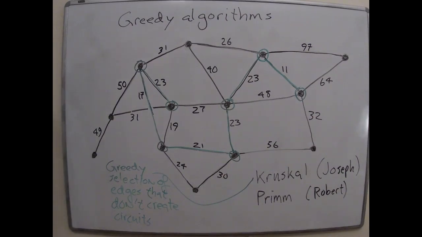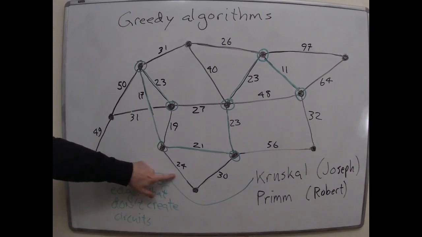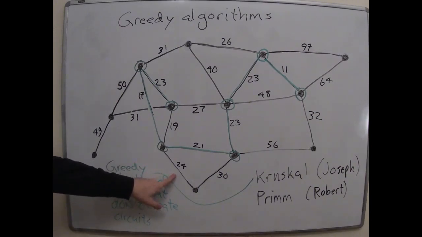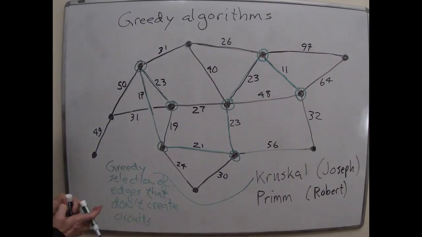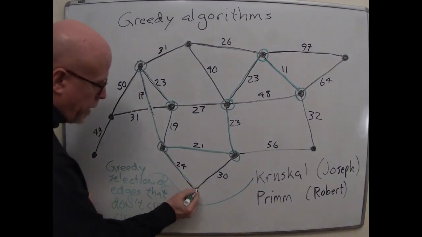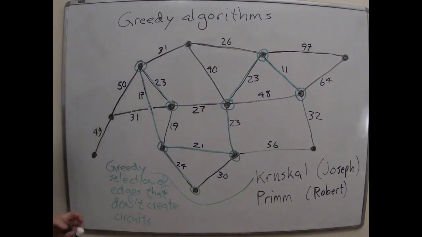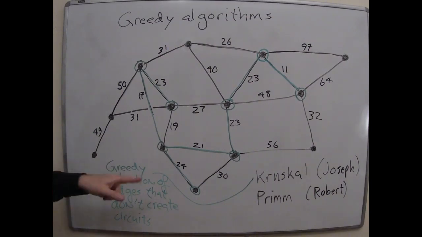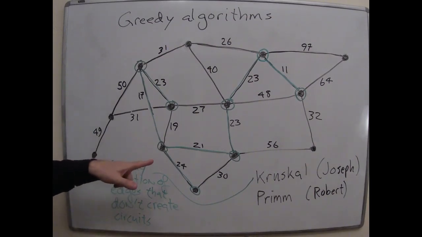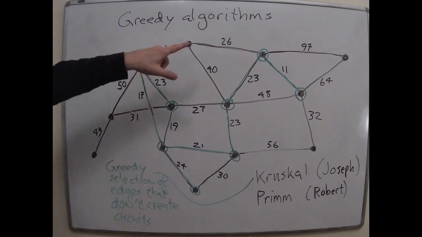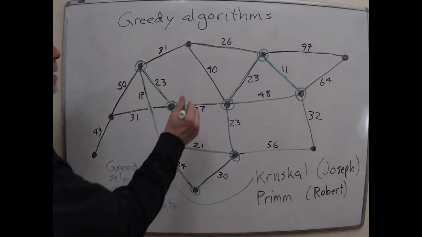What's the next cheapest after this? I'm thinking this 24 is looking pretty cheap. I believe that's it, yeah. So that's the next edge to add in. Definitely getting a very tree-like looking thing now. After 24, I don't see any 25s. There's a 26 up here. Let's put it in.